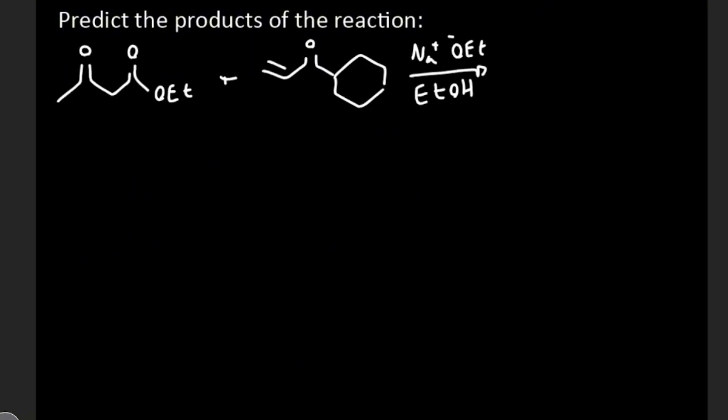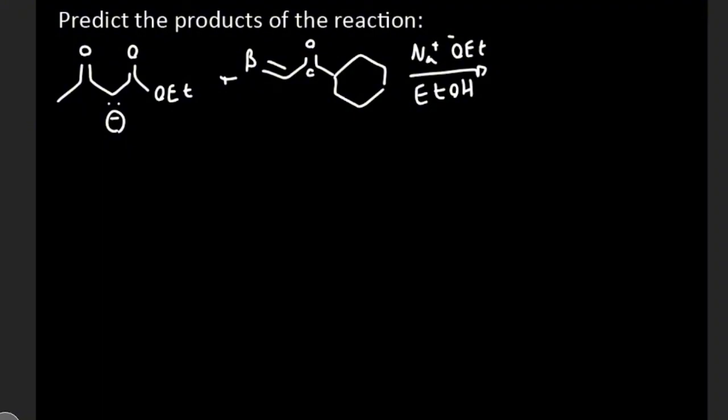All right, last one. Whenever we see an alpha beta unsaturated ketone reacting with an enolate, because we know that this is an acidic proton, it's going to form an enolate. After this forms an enolate, we have to wonder, is it going to attack at the carbonyl carbon right here or at the beta carbon?